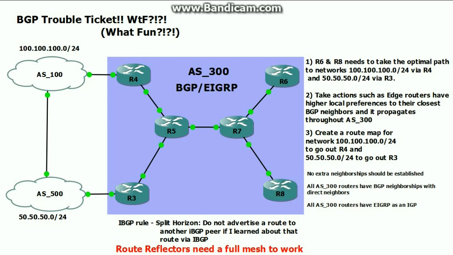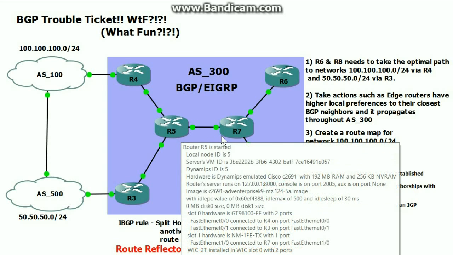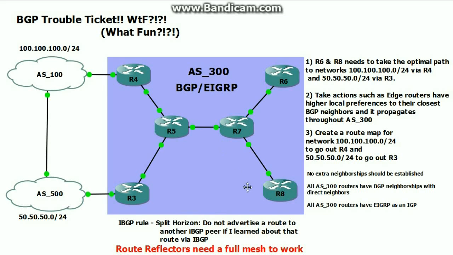So for R8 to get a route sent from R5, well, he has to push it to R7, and then R7 has to push it to me. So these two routers, R5 and R7, they will be route reflectors. All right, so let's go ahead and configure that.